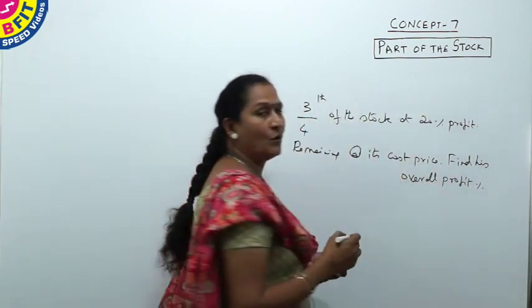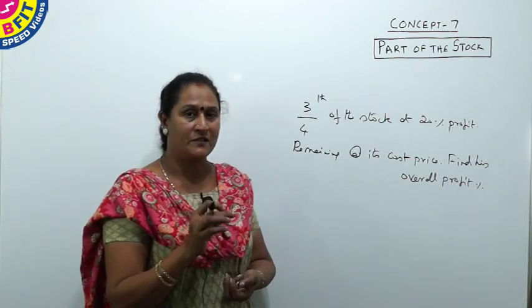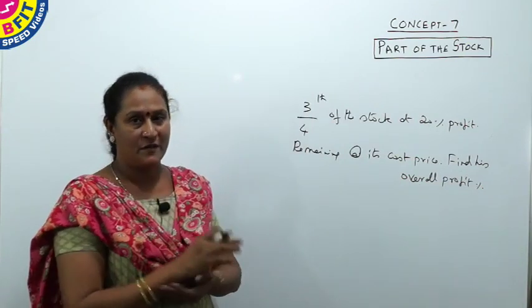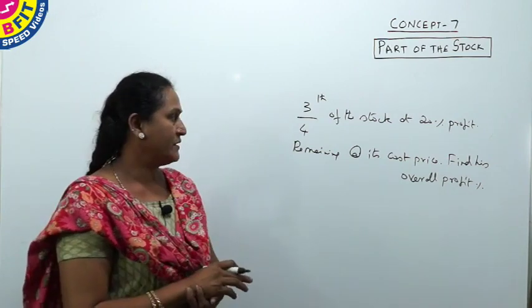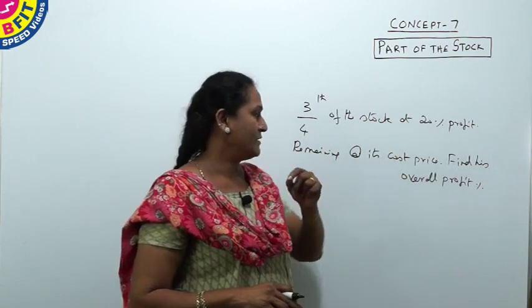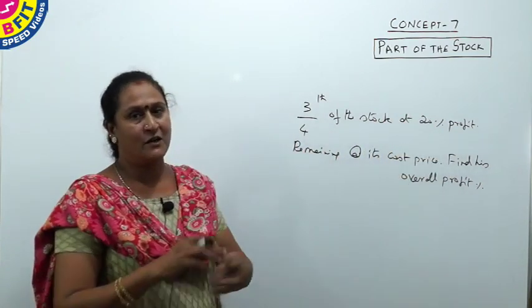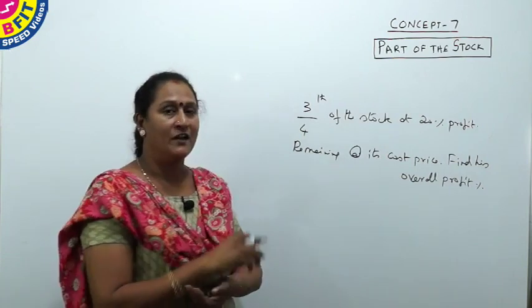So find his overall profit percent. In the earlier question, part of the stock was given and the overall profit percent was given, and we found the remaining part's profit percent. In this question, 3/4 of the stock is sold at 20% profit and the remaining he sells at cost price. So what is his overall profit percent? How to work this out?